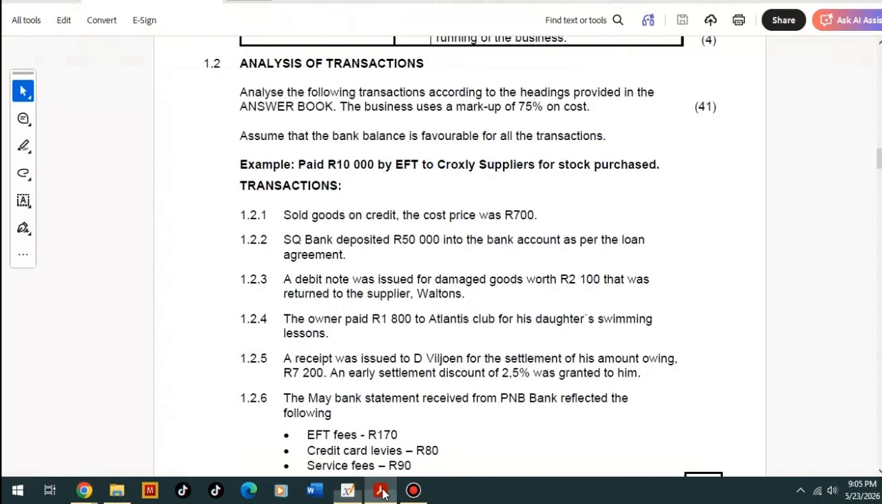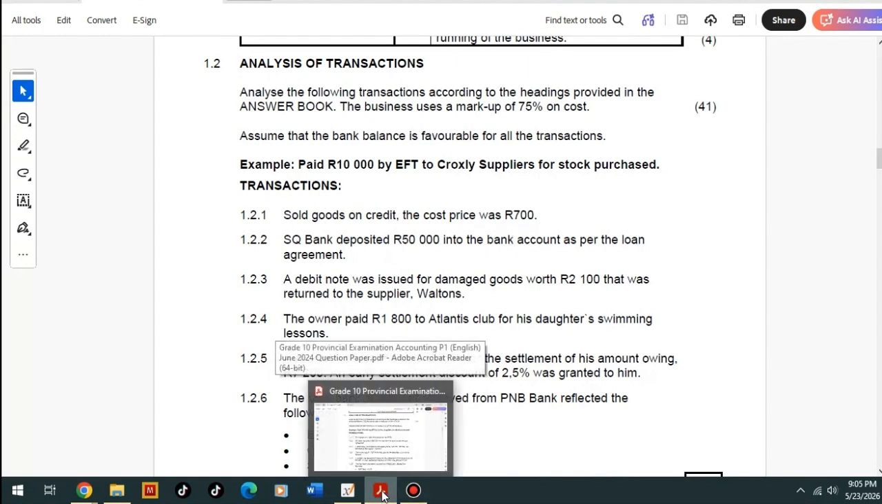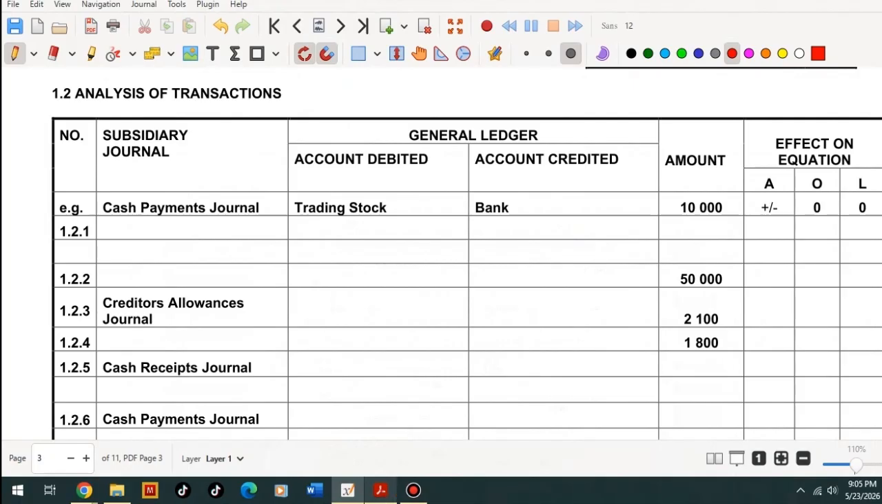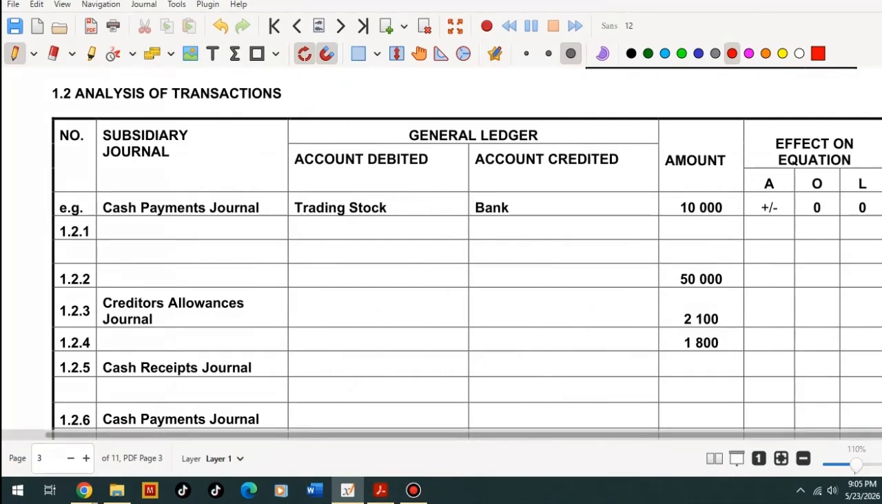And the first question, 1.2.1: sold goods on credit. The cost price was 700 rands. So we are given a question like this. Here they say sold goods on credit. So now we have to think which general journal we record this transaction in.